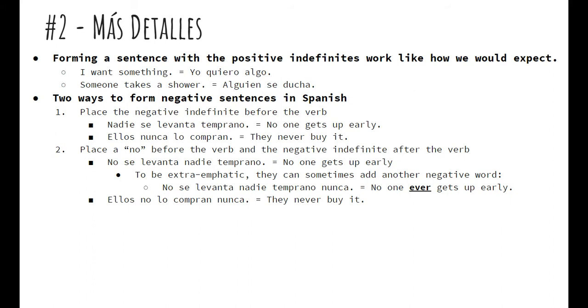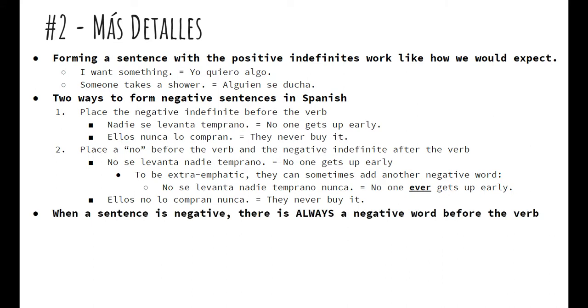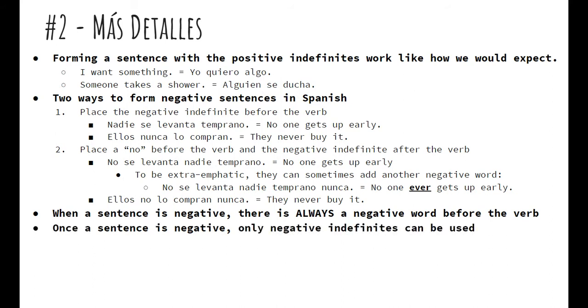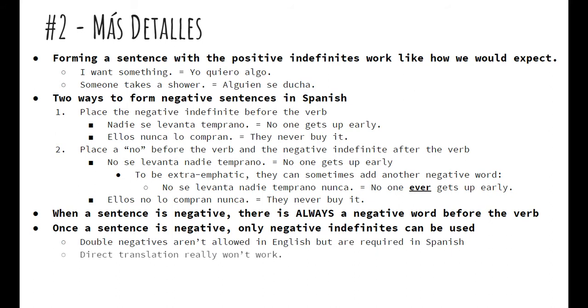Now, some good rules of thumb. When a sentence is negative, there is always a negative word before the verb. Every negative sentence you've ever done has had that. The no, in that case, is in front of the verb. So whenever a sentence is negative, there needs to be a negative in front of the verb. And once a sentence is negative, only negative indefinites can be used. That's another very important rule with negative sentences in Spanish. And it's going to make them be a little bit weird because double negatives will be required in Spanish where double negatives aren't allowed in English. So direct translation won't really work all the time.